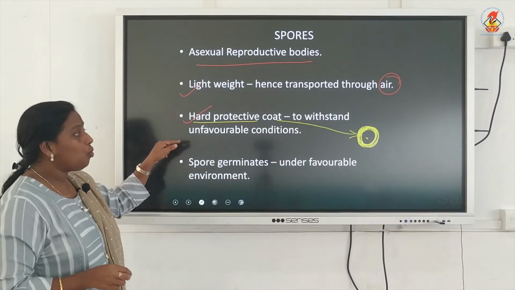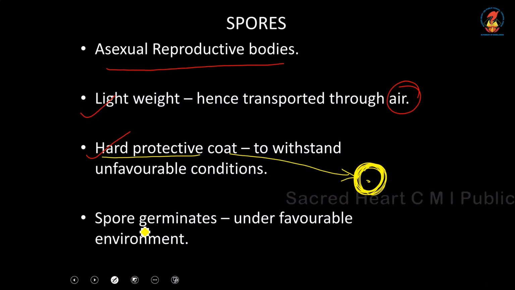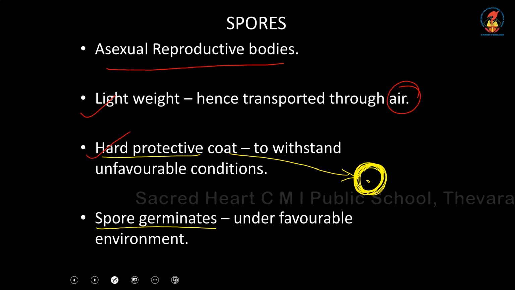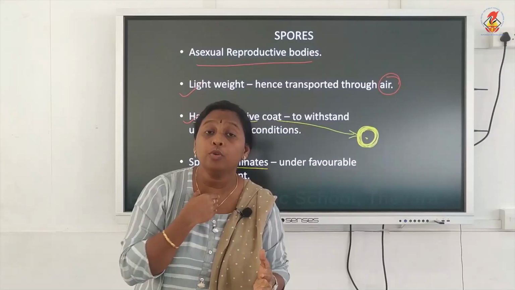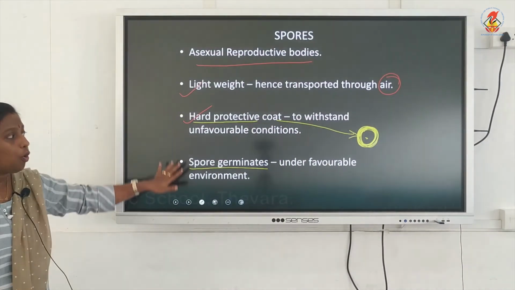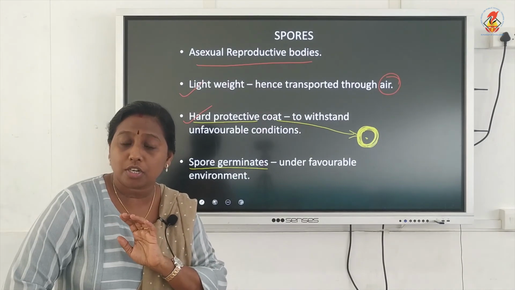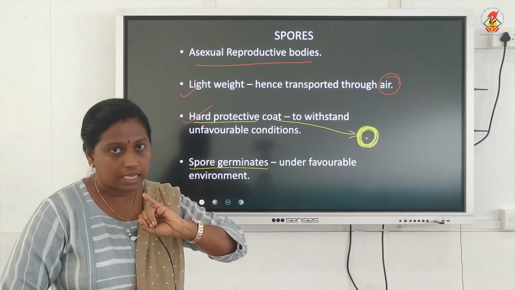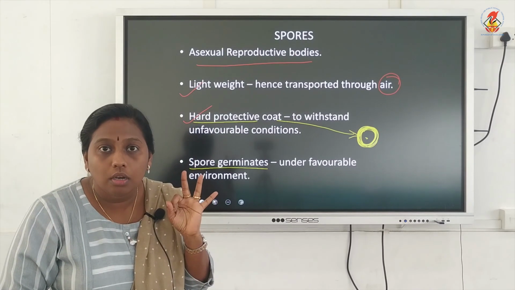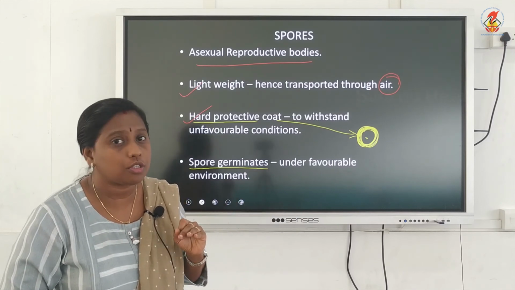Clear? Yes. Now, when a favorable condition comes, what will happen? This hard protective covering will break. The spore will germinate. Under favorable condition, the protective covering will break and the spore will be germinating into a new organism. The new organism will be coming out of the spore. So, this is the spore formation. This is the asexual reproduction by spore formation. So, how many methods of asexual reproduction did we study right now? Number 1, budding, example yeast. Number 2, fragmentation, example Spirogyra. Number 3, spore, example bread mold, ferns, then some plants like mosses.